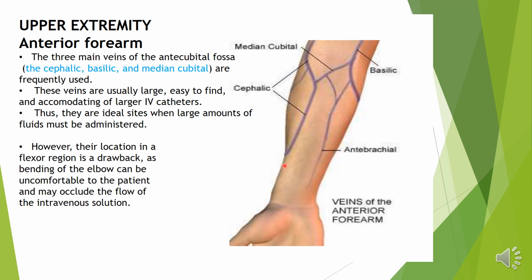In the upper extremity, we can use the anterior forearm for venous access. The veins used include the basilic vein, median cubital vein, and cephalic vein in the antecubital fossa, and also the antebrachial vein in the forearm. These veins are large, easy to find, and accommodate large IV catheters. So these are the ideal sites for IV fluid administration. The drawback is that it can prevent bending of the elbow, which can be uncomfortable to the patient. When the patient bends the elbow, it may occlude the flow of intravenous solution.